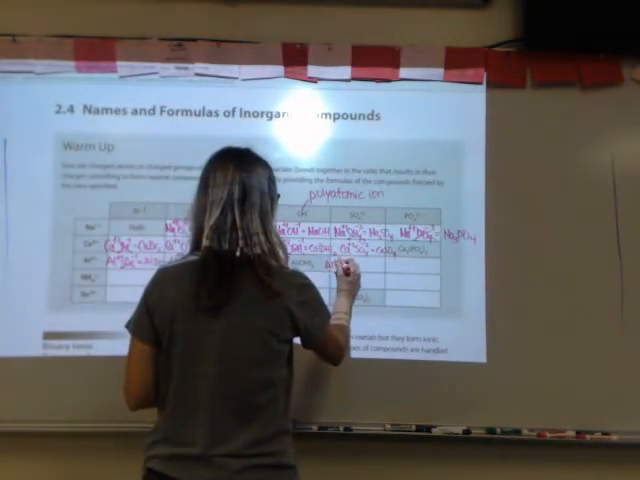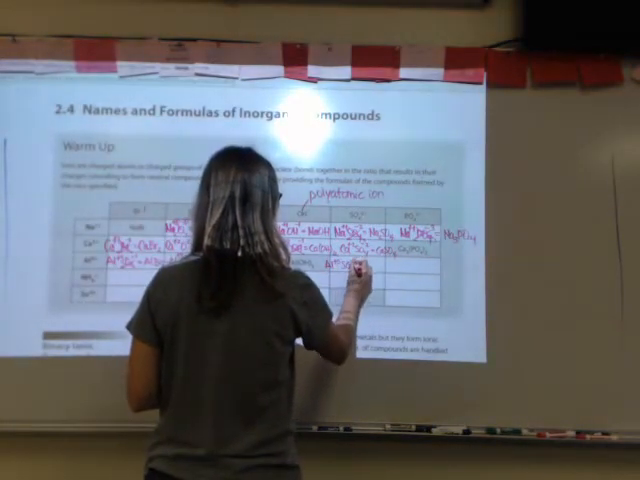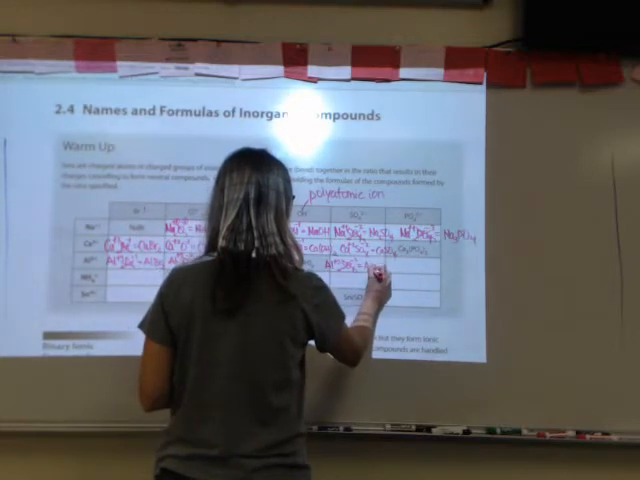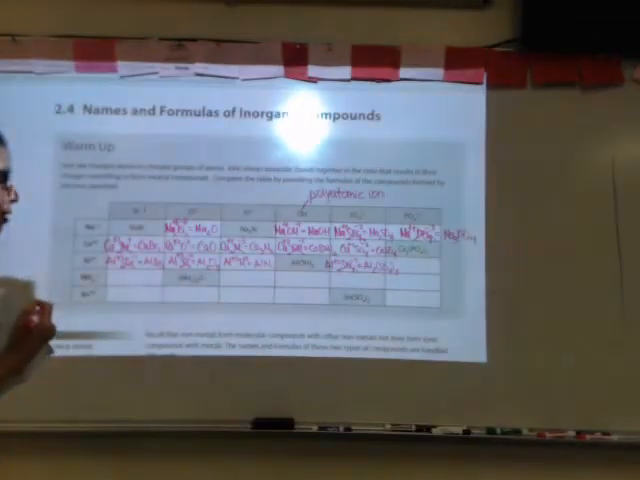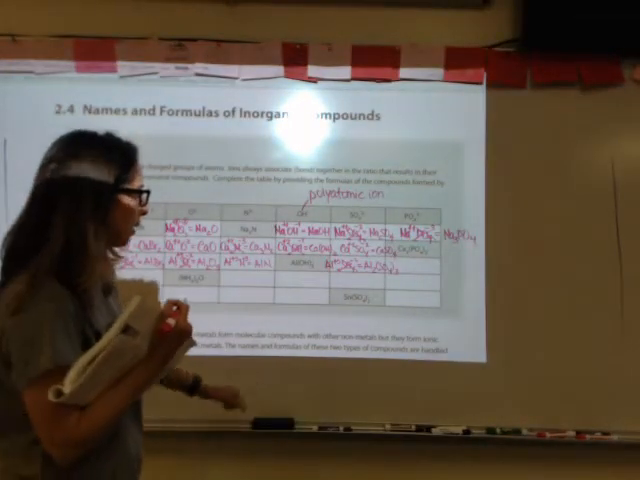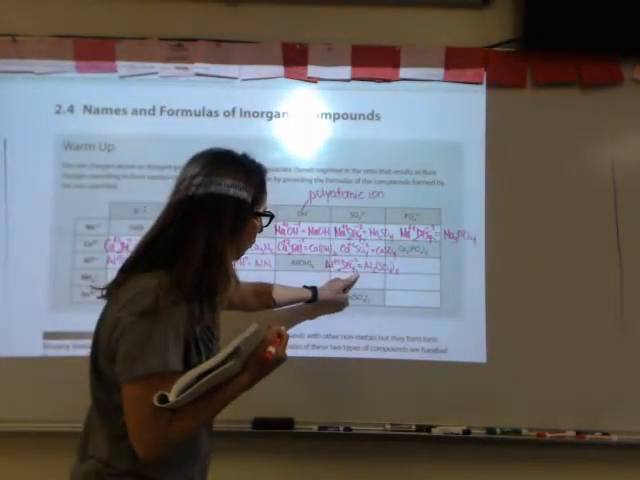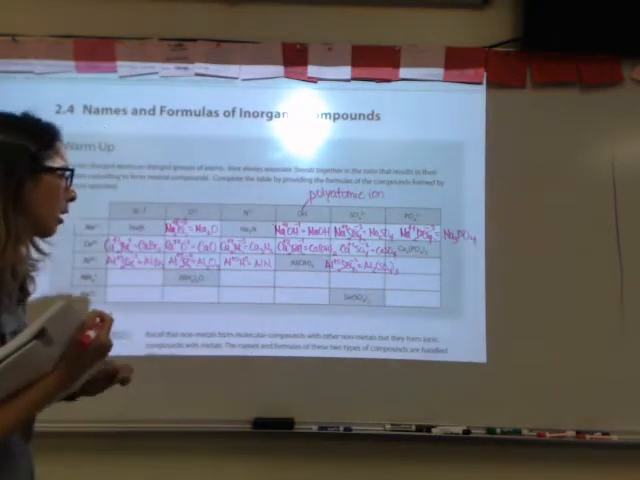For the next one, an Al+3 and an SO4-2. Cross the numbers and the charges. You get Al2. You have to put the SO4 in parentheses with a 3 on the outside because you're crossing a number down and writing a subscript on a polyatomic ion.